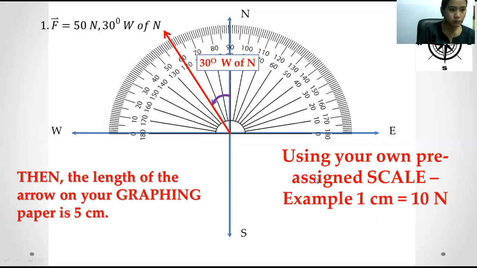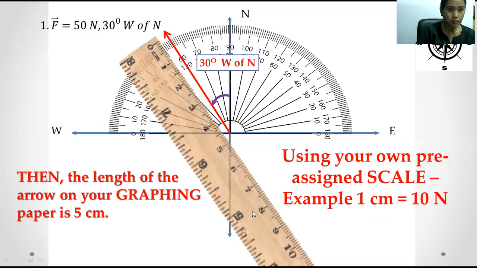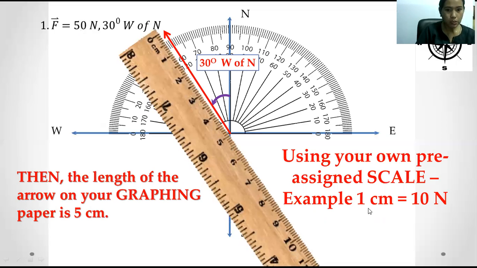Therefore, the length of the arrow on your graphing paper is simply 5 centimeters. Okay, 1 centimeter equals 10 newtons. So 50 newtons divided by 10 newtons equals 5. So that means the length of your arrow is simply 5 centimeters on your graphing paper.